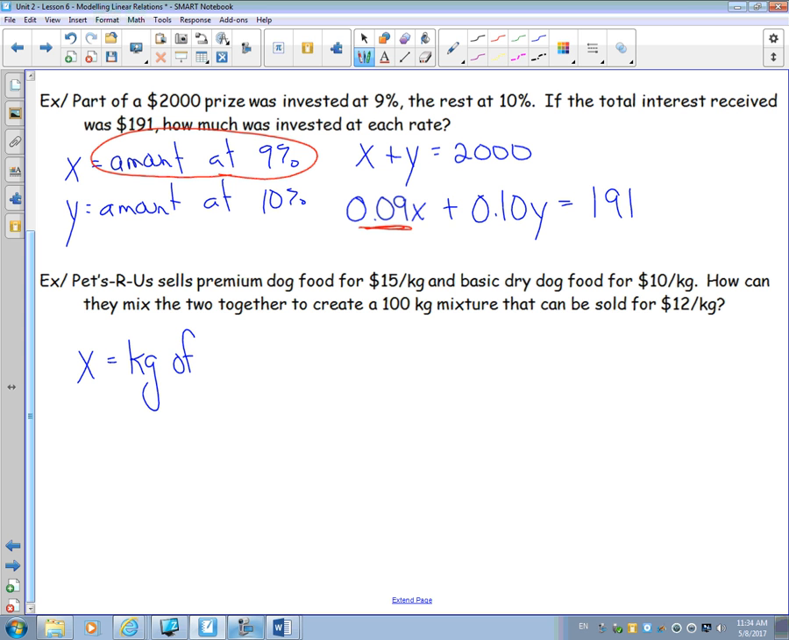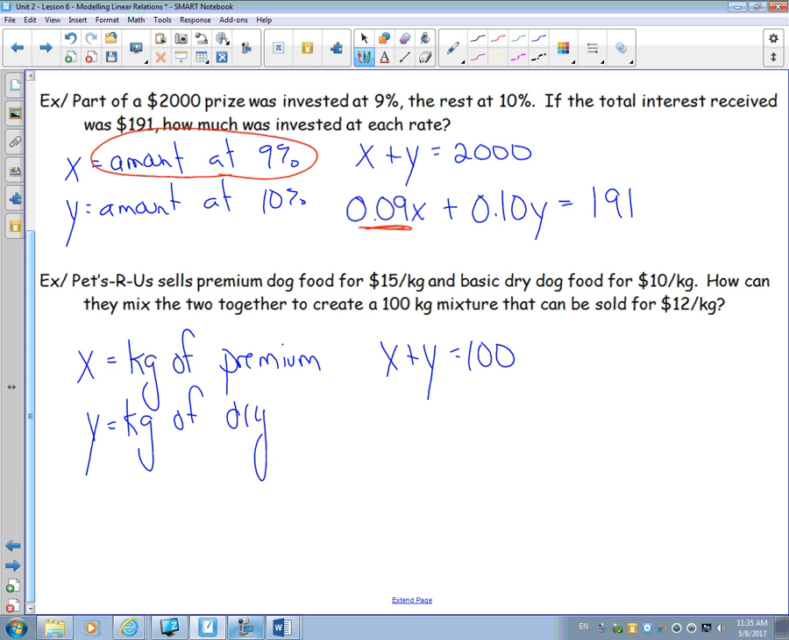The kilograms of premium and the kilograms of dry. Those are the two things I don't know. But I know together there's 100 kilograms. My sort of standard basic equation, the first one.